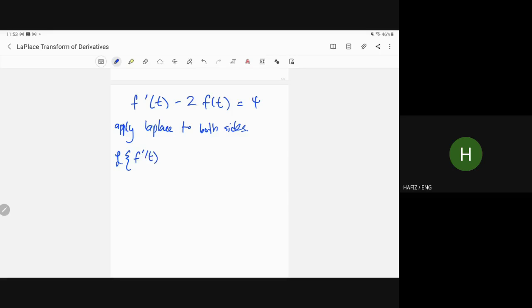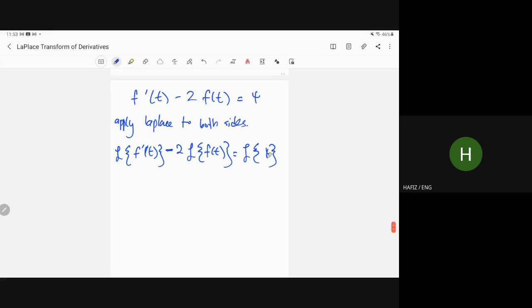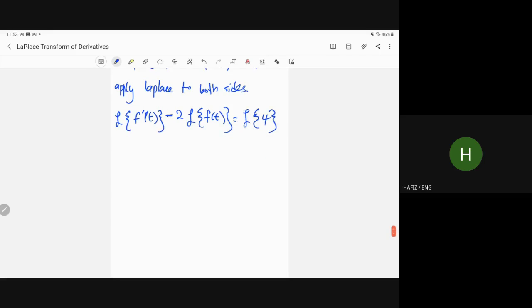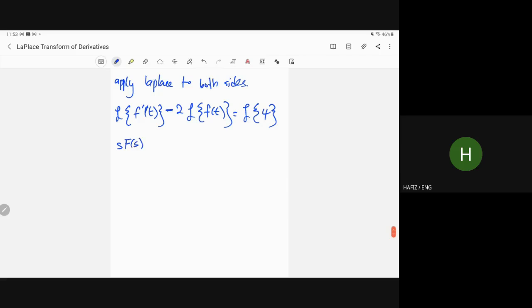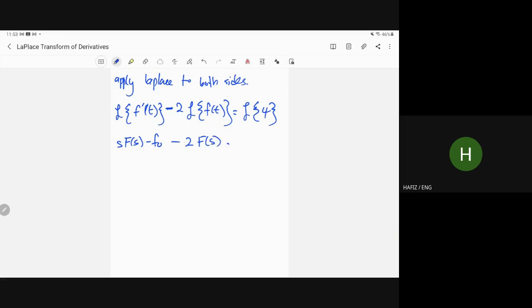Laplace transform of f'(t) minus 2 Laplace transform of f(t) equals Laplace transform of 4. So this one you get sF(s) minus f(0) minus 2F(s) equals 4 over s. So f(0) just now is 1, right? So we have sF(s) minus 2F(s) minus 1 equals to 4 over s.